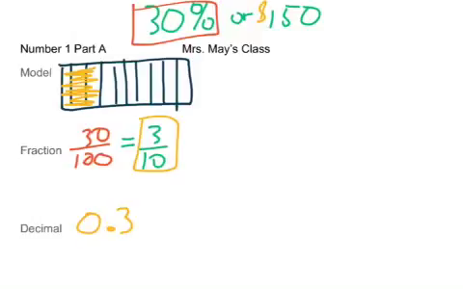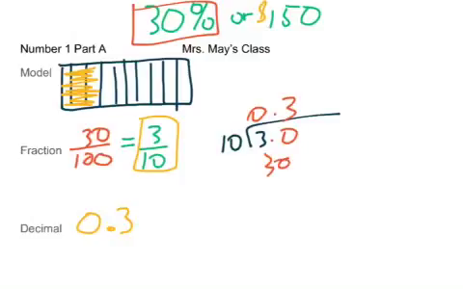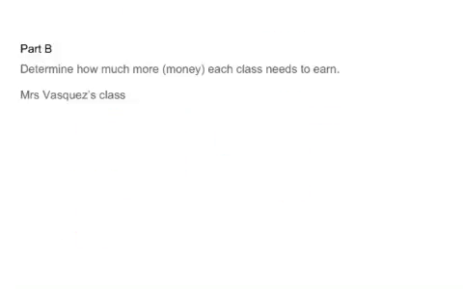If you did not recognize the place value, we could again divide our fraction. 10 divided into 3 doesn't go. We add a decimal and a 0, and 10 goes into 30 3 times, and we have no remainder, so 0.3. Okay, let's take a look at Part B. This was a very difficult part for many of us. This one wants us to determine how much more each class needs to earn.